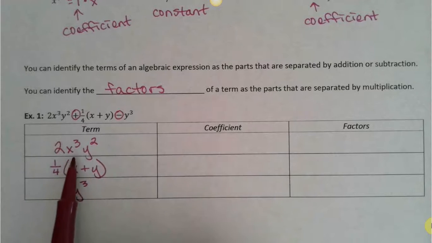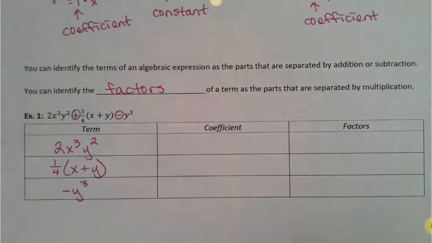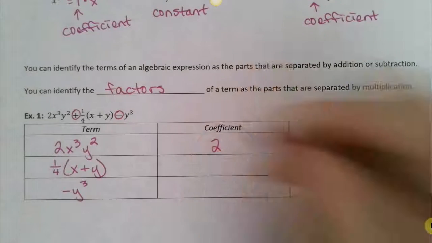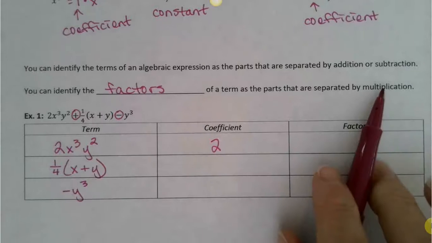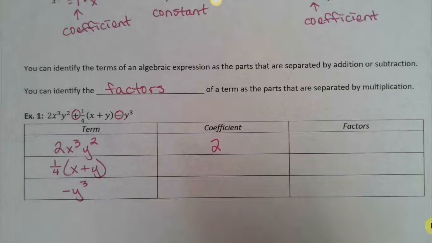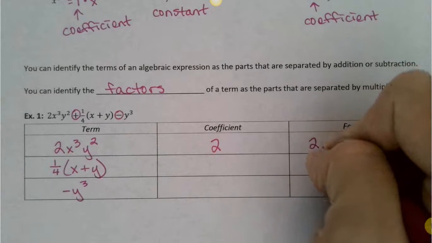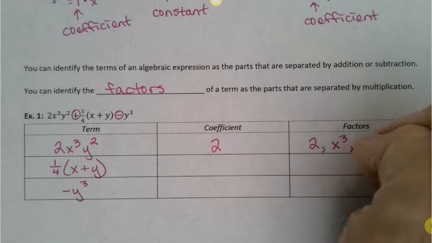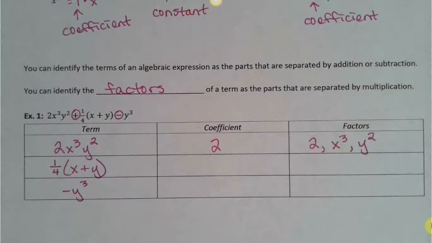So the coefficient of this first term, what's the number in front? It's the 2. And then what's getting multiplied together in this term? It's the 2 and the x cubed and the y squared. So we would say that those are the factors of that term.